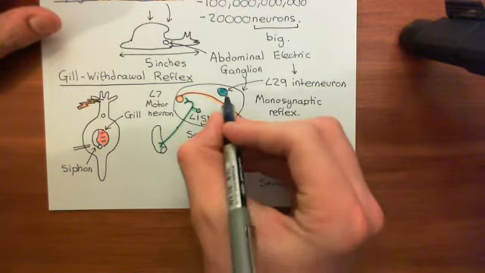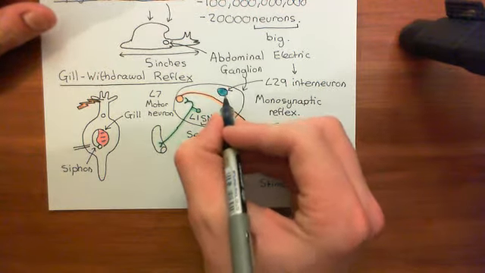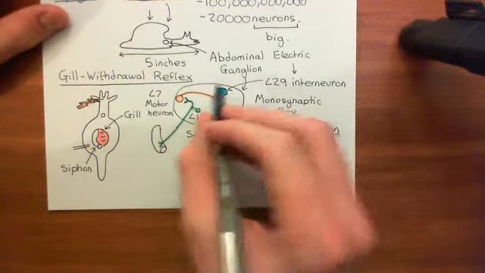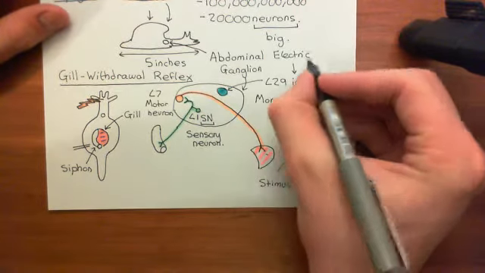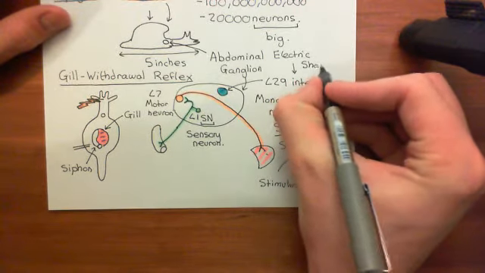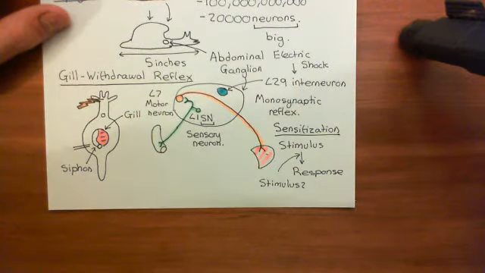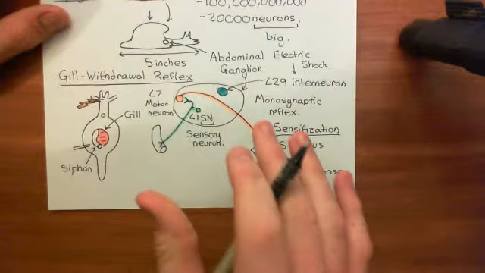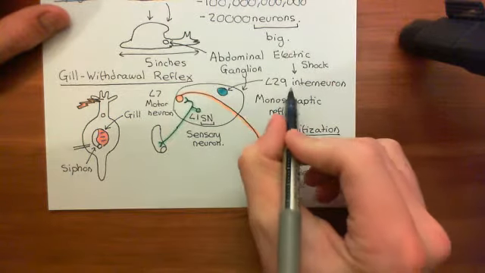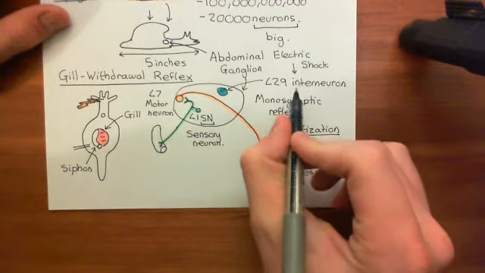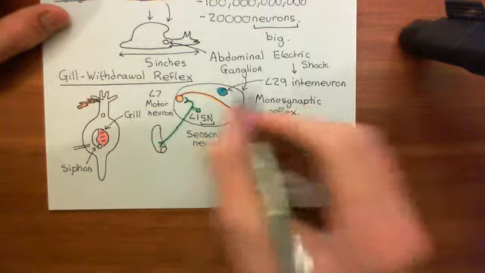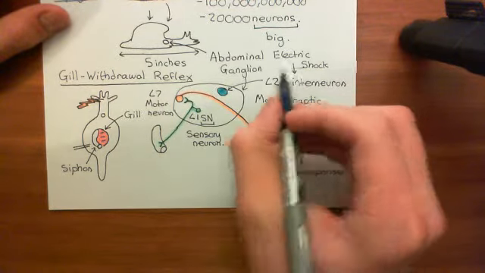Okay, so the L29 interneuron is going to become activated. So we've reduced all of the complexity of how the electric shock actually is perceived by the Aplysia californica and what pathways that triggers, to just leading to the activation of the L29 interneuron. So we don't care about the pathways in between here.